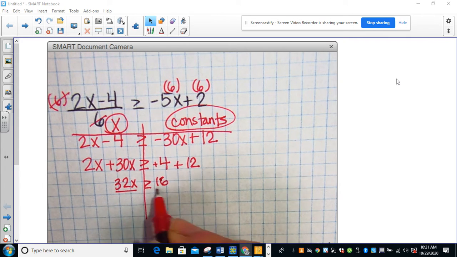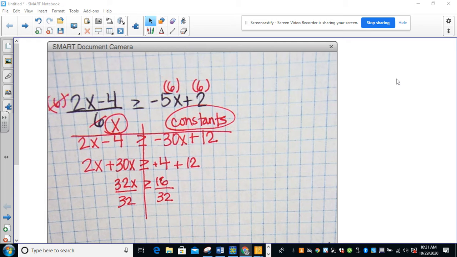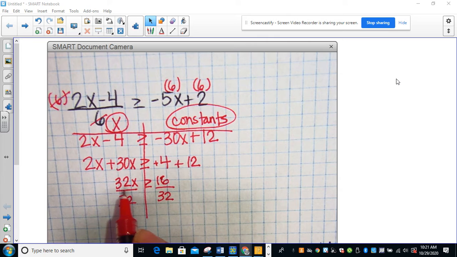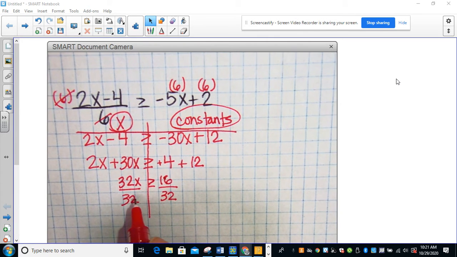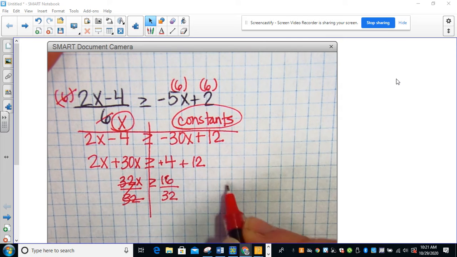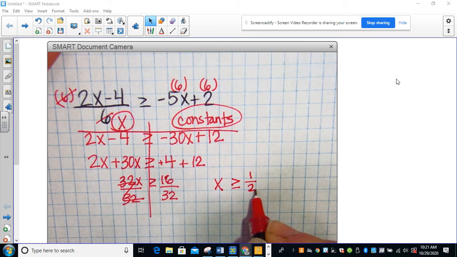And we're going to divide both sides by 32. Be careful and don't try to divide by 16 here. Most people would see the bigger number with the x and try to divide by the 16. You don't always have to do that with the bigger number on top. Sometimes it ends up being a fraction, like this time. You divide by the number that's with the variable. So these cancel, and our answer is x is greater than or equal to, that simplifies to 1/2.